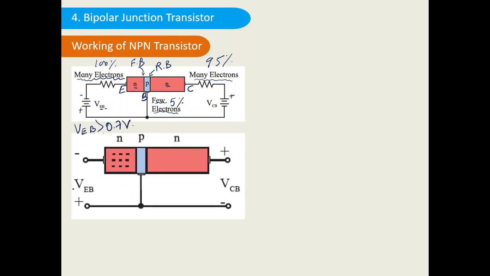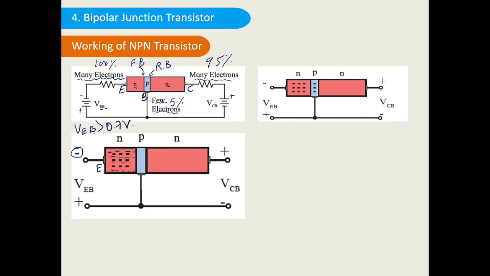So I apply VEB, and that means more electrons get accumulated across the emitter, because the emitter is heavily doped. Again, the negative polarity of the battery pushes these electrons to the base region. If the voltage is greater than 0.7 volts, the electrons come to the base region like this, recombine with the holes, and result in the base current. So this is the base current which will be flowing to the base, right?